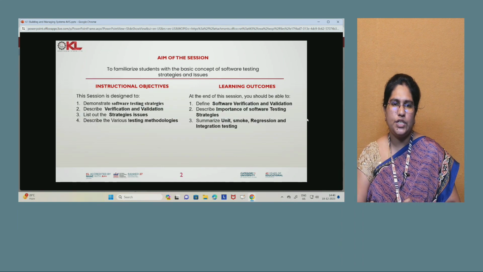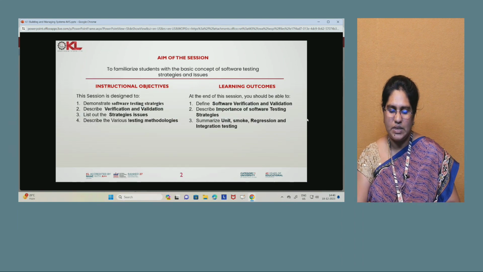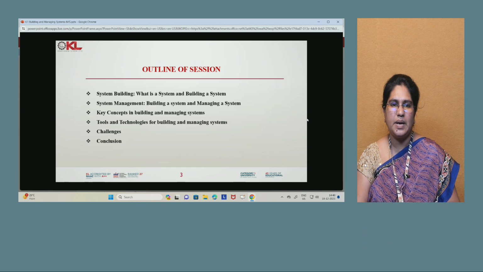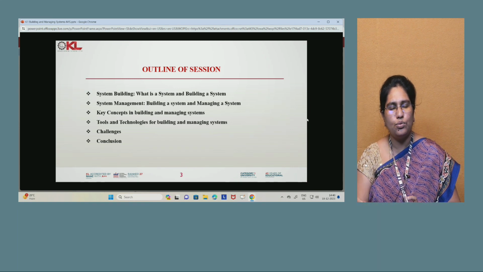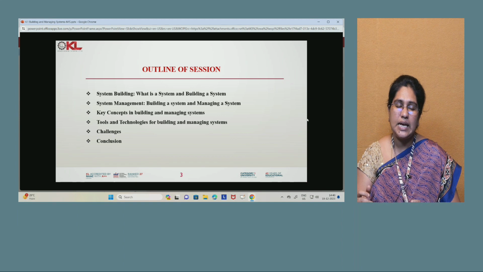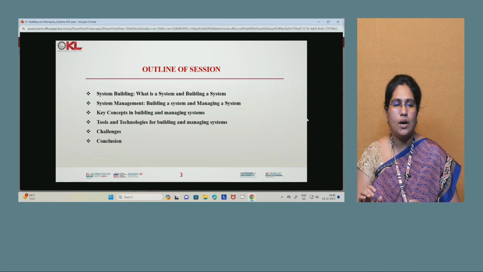So the main objective is to discuss what a system is, what system building is, and what system management is. The key concepts are discussed in this, along with the tools and technologies, the challenges, and the conclusions.